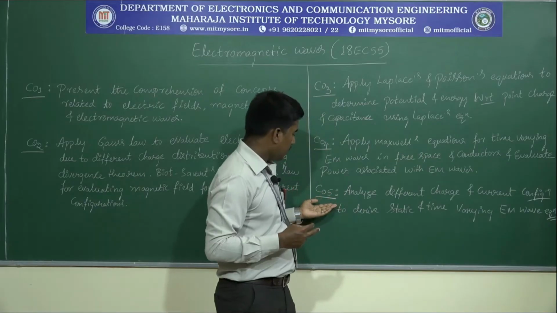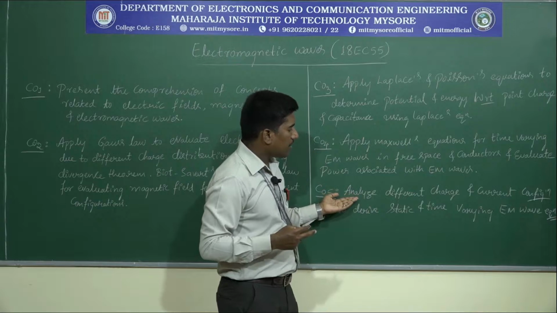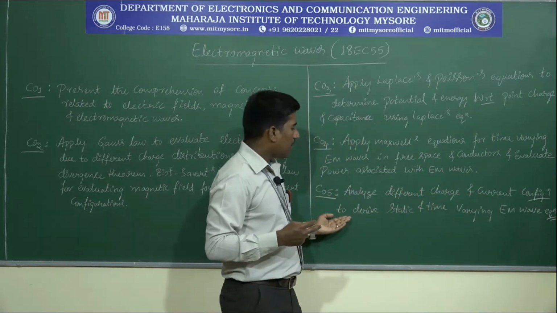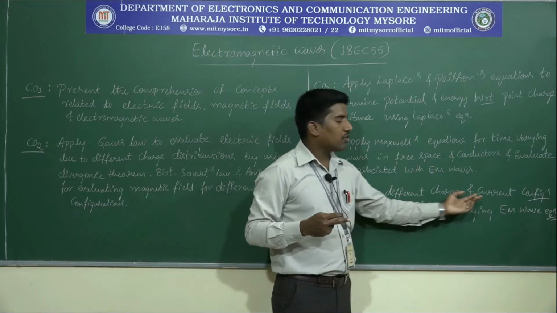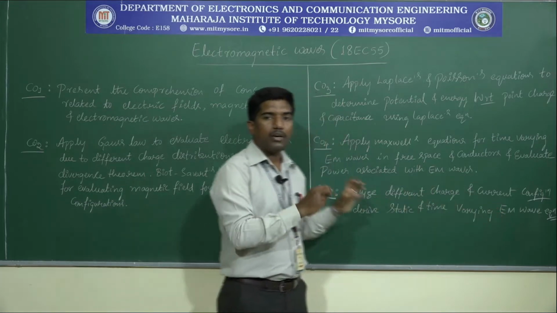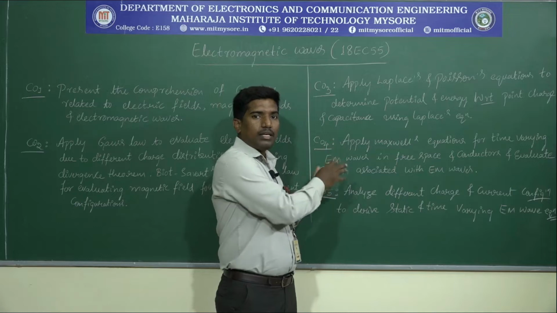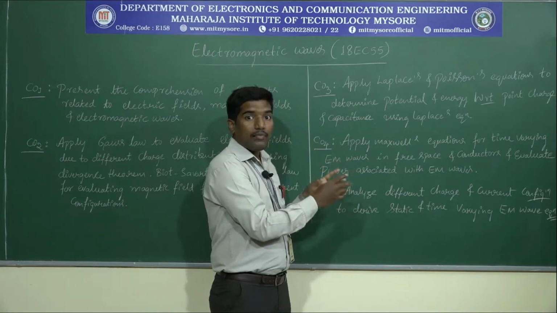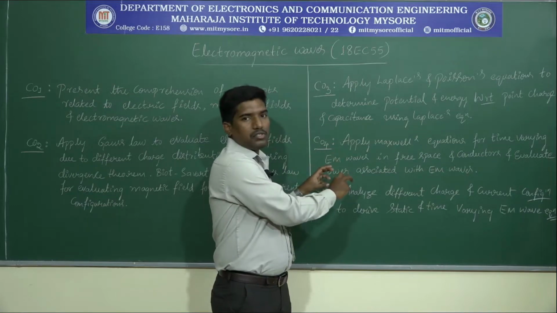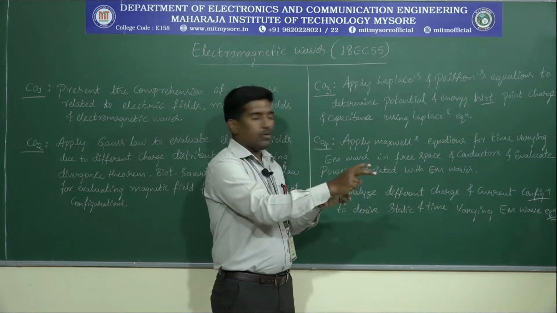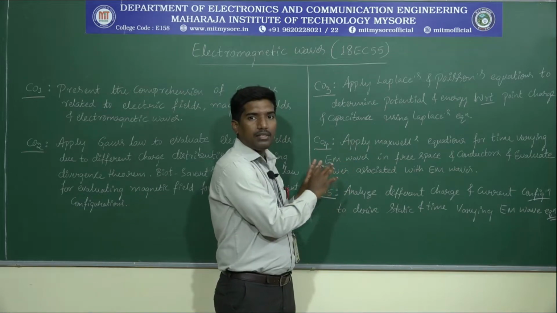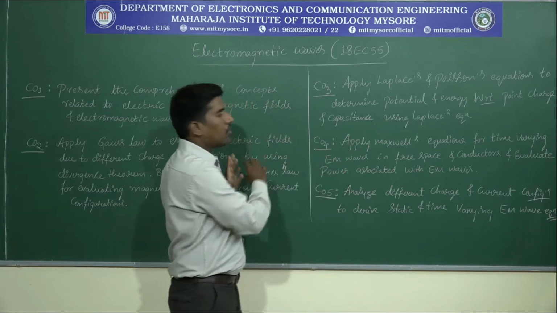The fifth course outcome says analyze the different charges and current configurations to derive static and time varying electromagnetic wave equations. We need to derive a mathematical model for both conditions: one is the static condition and the other is the time varying condition. When the charge is at static mode, what is the response? When the charge is moving, what is the response? Like that we have to analyze the system. This is about course outcomes.